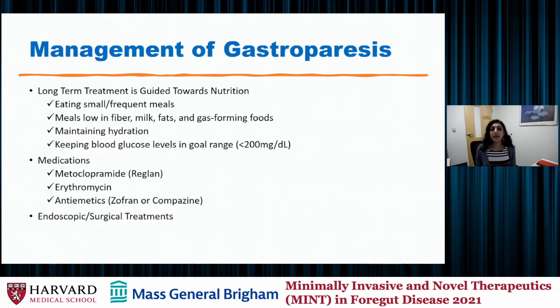And then lastly, when nutrition doesn't work or when medications are not really helping your patient, they're having worsening symptoms, we always want to think of endoscopic or even surgical treatments.